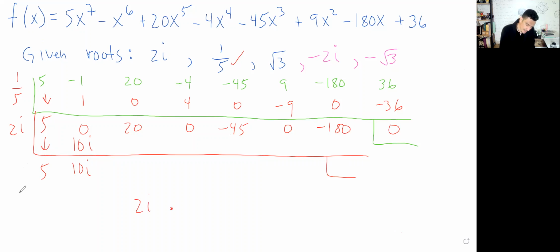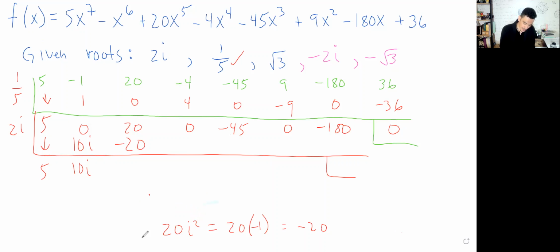Now let me do some scratch work down here. How much is 2i times 10i? Well, the 2 times the 10 gives you 20. But then i times i is i squared. And then remember that i squared is -1. So this is 20 times -1. And so that's -20, right? And that would go up here.